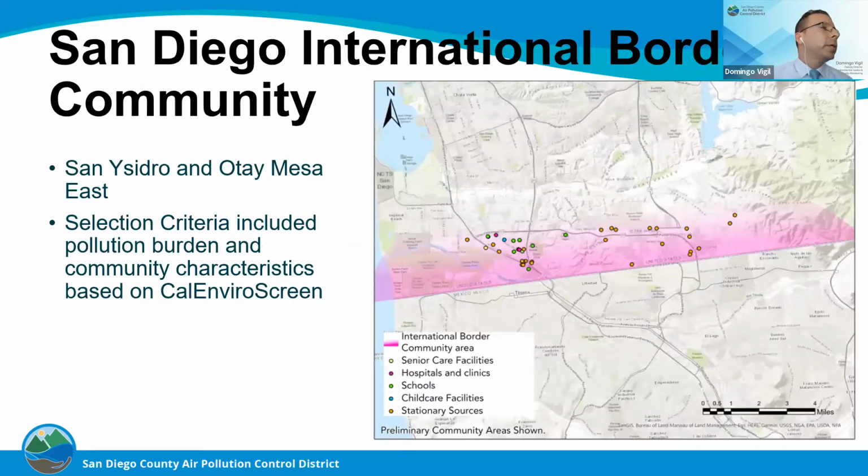The selected community spans approximately 23.5 square miles along the US-Mexico border. This community has an approximate population of 64,400 and includes about 8 schools, 1 senior care facility, 5 daycare centers, and 7 hospitals or clinics. The community covers San Ysidro and Otay Mesa East and is located at the US-Mexico international border. Therefore, emission sources from the Tijuana metropolitan area likely add to this community's air quality burden.